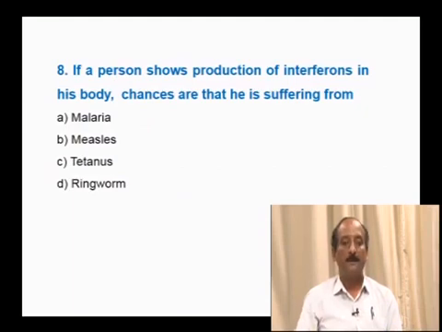Question number 8. If a person shows production of interferons in his body, chances are that he is suffering from malaria, measles, tetanus, ringworm. See, as I told, interferon is an antiviral protein secreted by virus infected cells which gives protection to neighboring healthy cells. Among the 4 options, the disease caused by virus is measles. Paramyxovirus causes measles, and the infected cells produce interferon, hence it is a viral infection. Yes, the correct option for this question is option B.